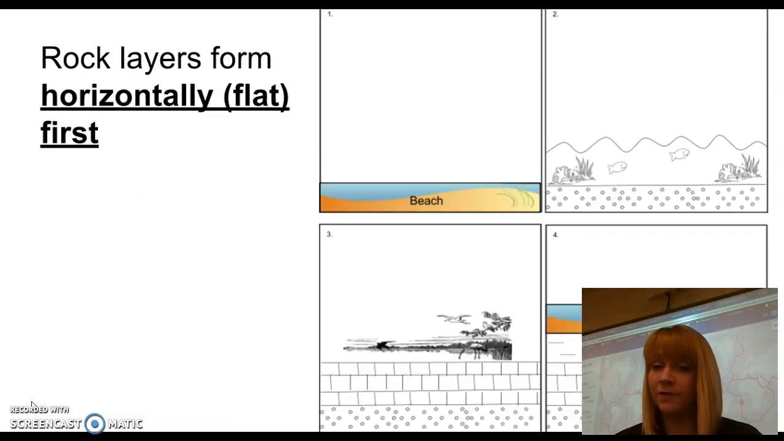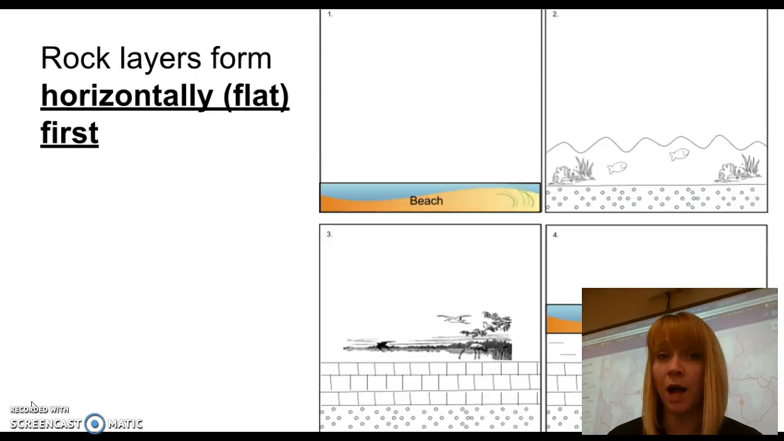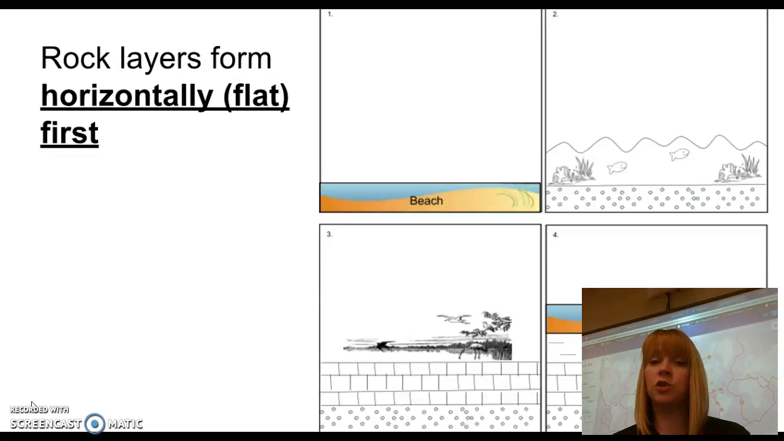Now, here is a graphic that shows some of the order, how things could form. So in the first picture, I start out with my beach. So you can imagine a sandy beach there. And then over time, that sand may compact and turn into a sedimentary rock. So the second picture shows that dotted layer, and that's just a key to show that that would be a sedimentary rock that would form a sandstone.